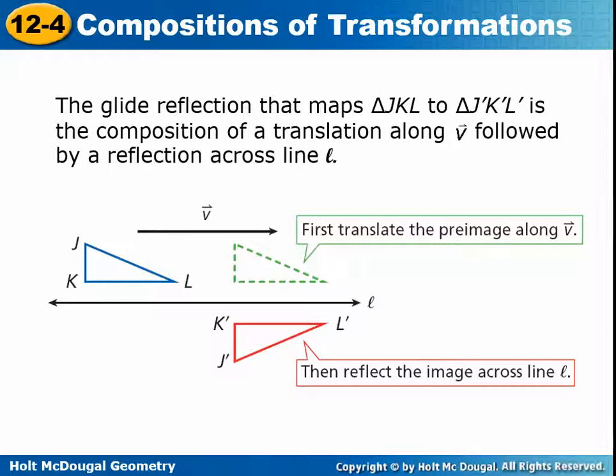Here's an example. We're starting with the pre-image, the blue triangle JKL, and then the next thing that happens is there is a translation along the vector, so you can see that it's moving to the right, and that is the green dashed one. And then it is reflected across line L, which is then the image J prime K prime L prime. So first a translation, then a reflection is called a glide reflection.